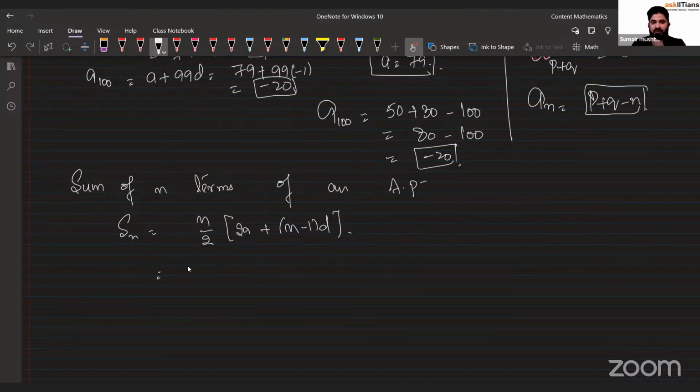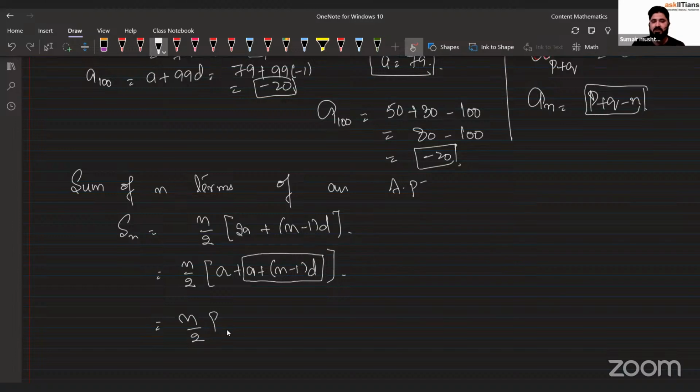Even though we can write it in the simplest form, if this is n by 2, I can write it as a plus (a plus n minus 1 into d). You can see this is the nth term, that is the last term of an AP. So this is equal to n by 2 (a plus al), where al is the last term. This formula can also be used. Clear? Any confusions? I hope there is no confusion.